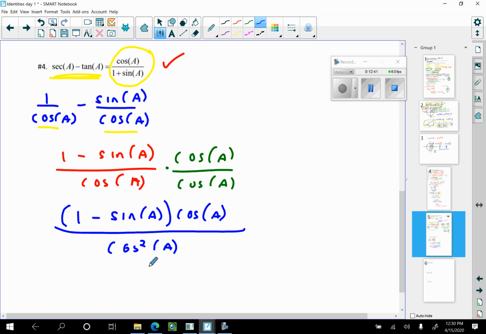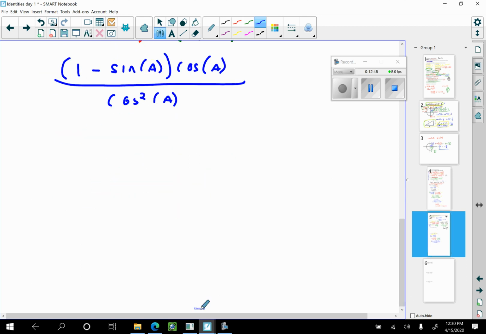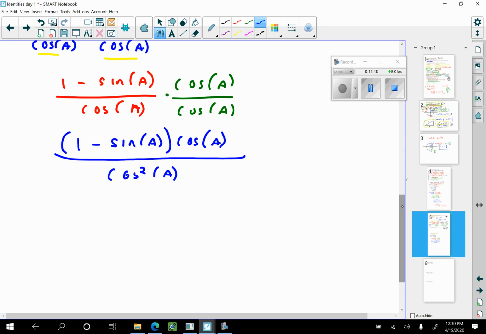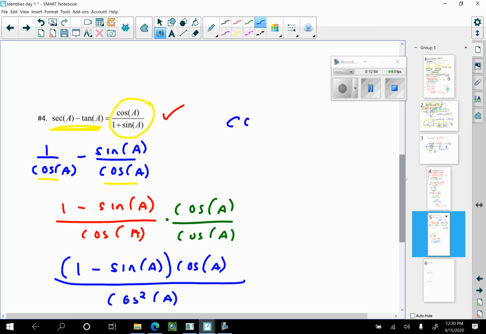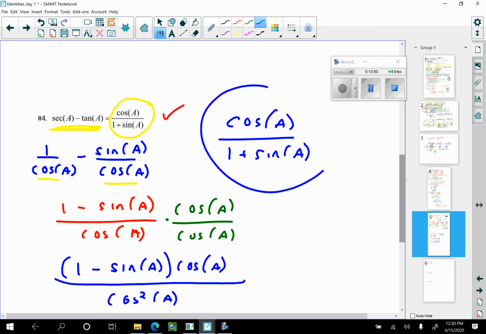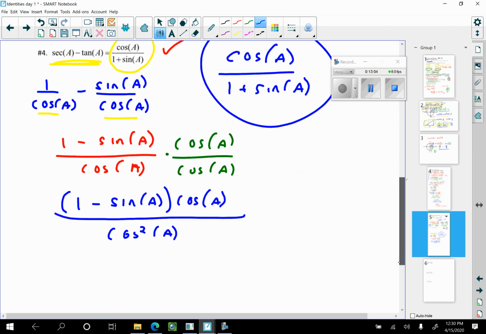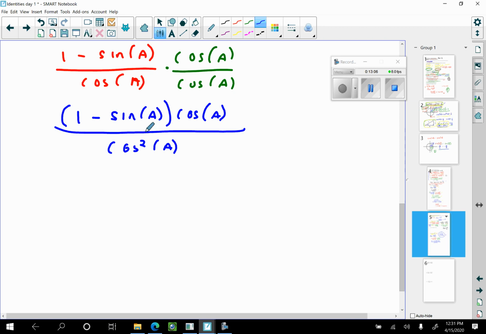Well, what do I want to do here? I want to find out where I want to end up. I want to end up at cosine of a over 1 plus sine of a. That's where I want to end up. So I want to get something to cancel here. I want to leave that guy.